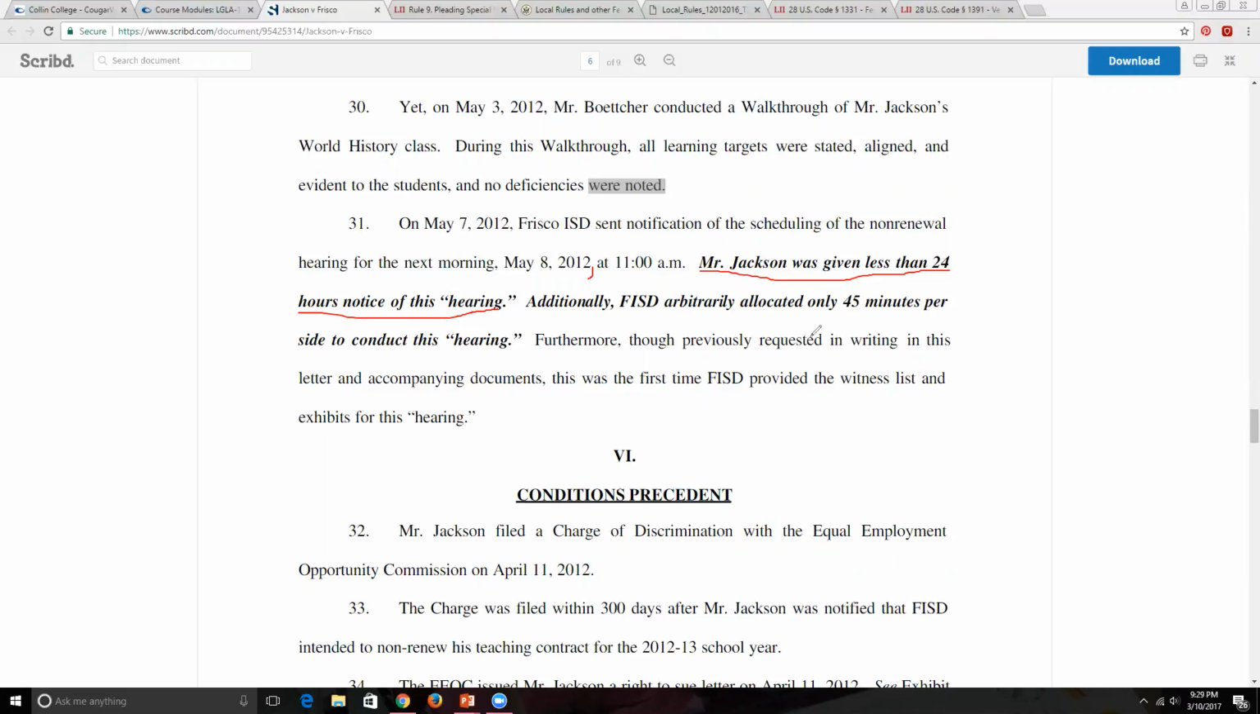Furthermore, though previously requested in writing in this letter and accompanying documents, this doesn't have a clear antecedent. This was the first time Frisco ISD provided the witness list and exhibits for this hearing. And I'm not sure what this letter is referring to. So there are some sources of concern here in terms of the structure of that. And especially at the end of your facts, you want them to be crisp and clear and be very clear about what you're talking about.